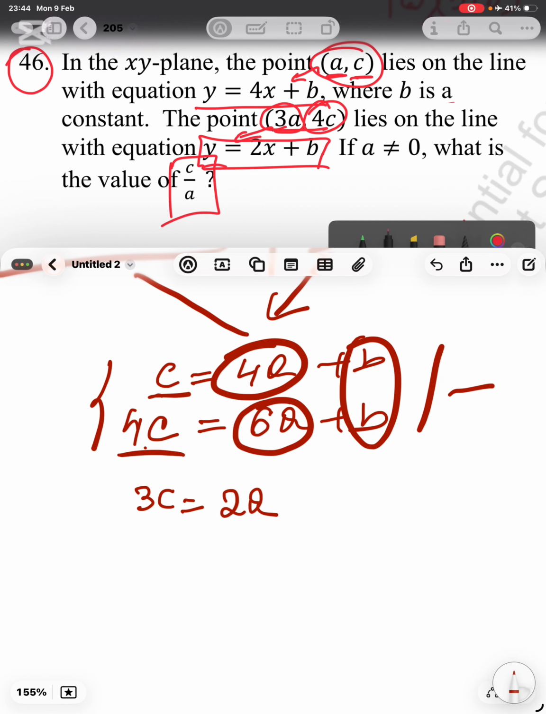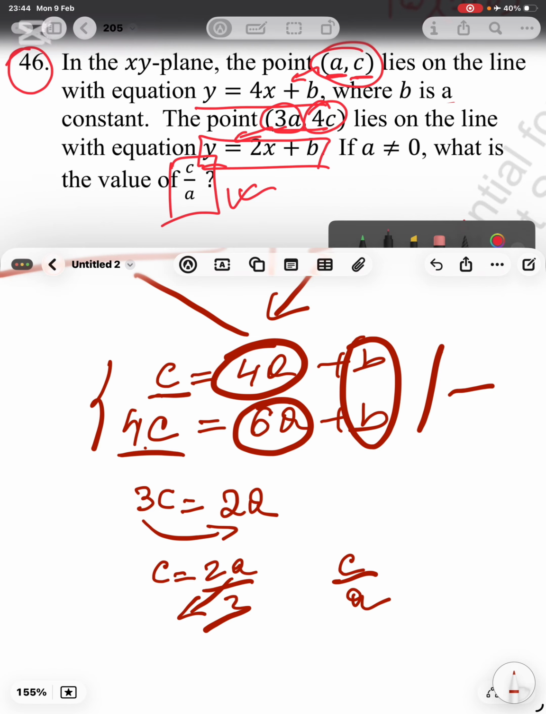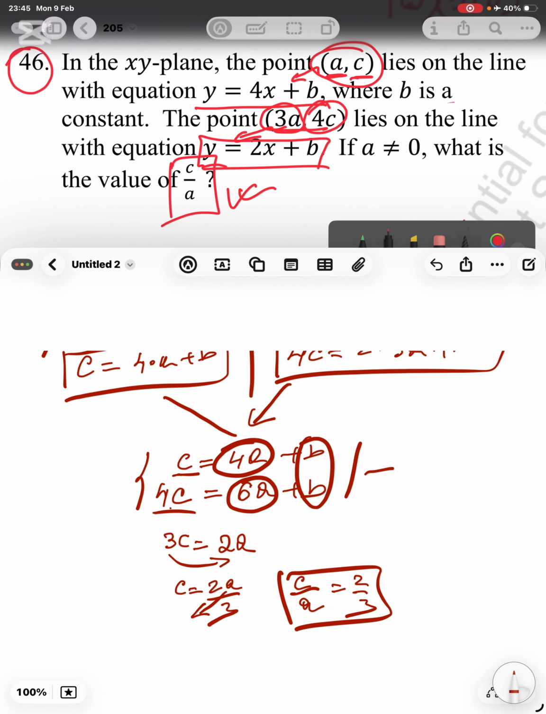In this case, when the question says C divided by A, I just cancel this expression. C equals 2A divided by 3, right? Then when you move A to the denominator of C, the answer is going to be 2 divided by 3. That's it. 2 divided by 3 is going to be our answer in this expression.